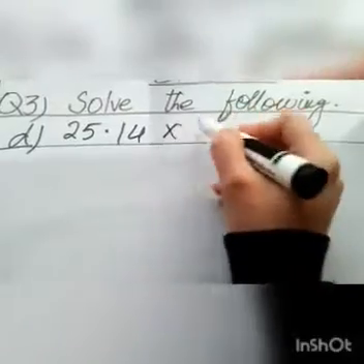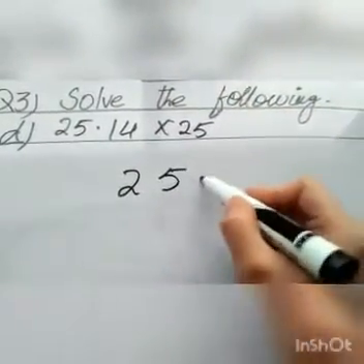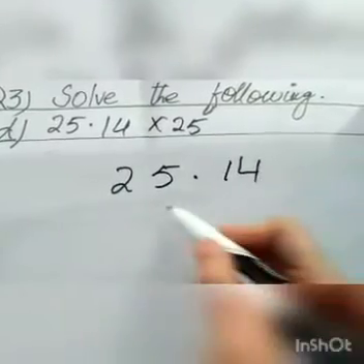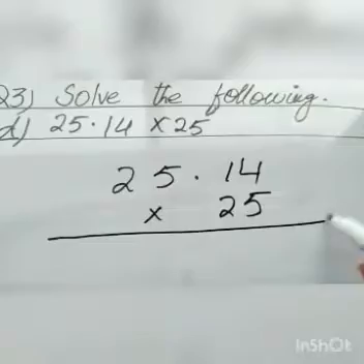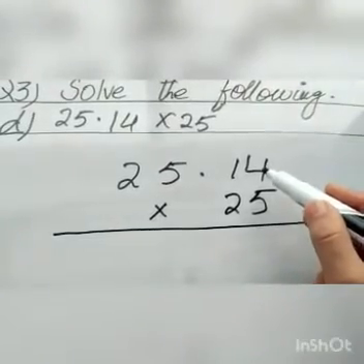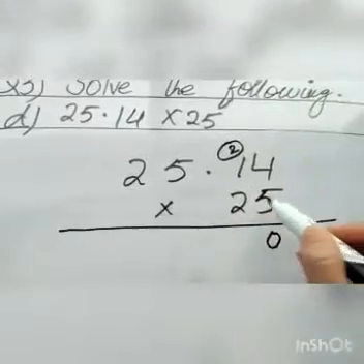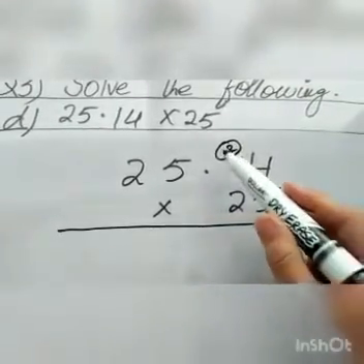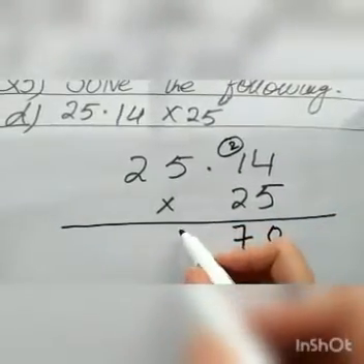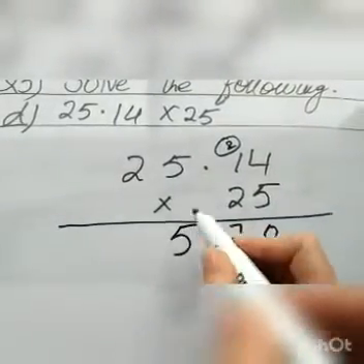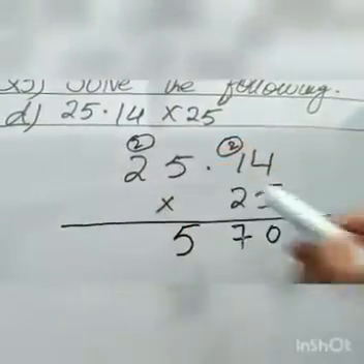25.14 multiply 25. 5 4 times is equal to 20. To carry over the next. 5 1 times is equal to 5 plus 2 is equal to 7. 5 5 times is equal to 25. We have to write 5 under the hundreds column and 2 carry over the thousand column.